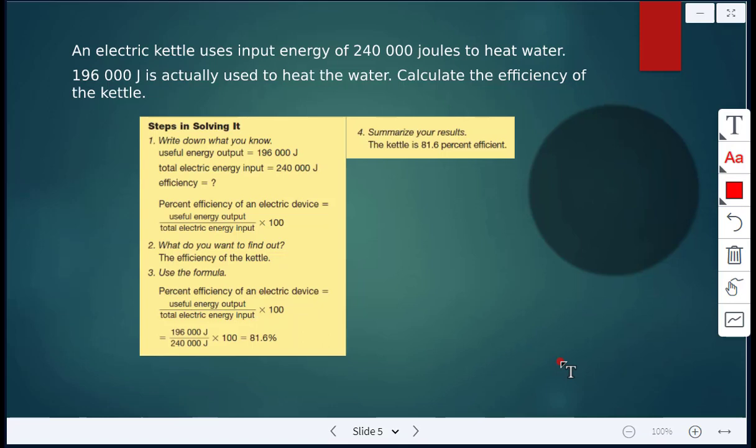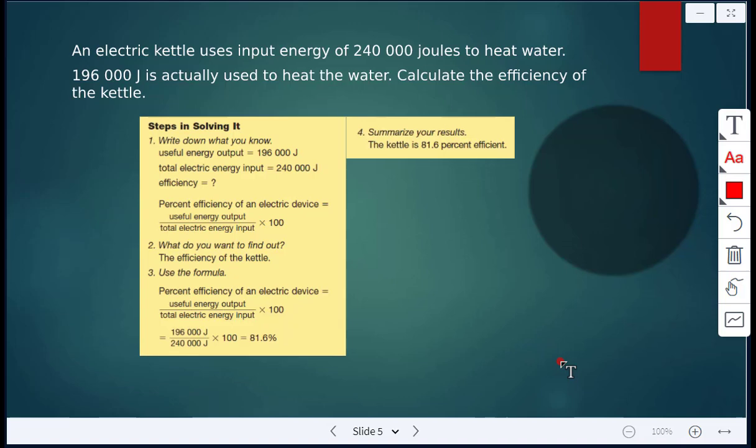All right, so let's take a look at an example here. We have an electric kettle. It uses input energy of 240,000 joules to heat water. 196,000 joules is actually used to heat the water. Calculate the efficiency of the kettle.